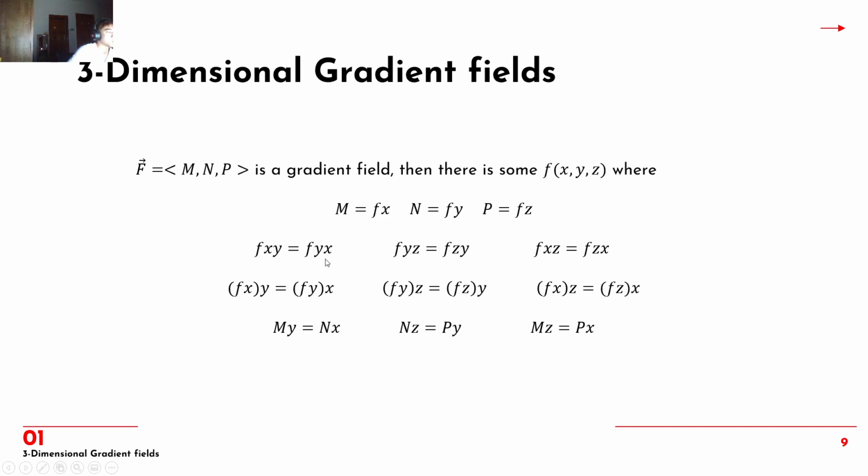fxy equal to fyx, and we plug the M and N in. We got M sub y equal to N sub x. So fyz equal to fzy. So we just plug the fy of z and fz of y. We got N sub z equal to P sub y, and fxz equal to fzx, and we plug fx of z and fzx. We got M sub z equal to P sub x.